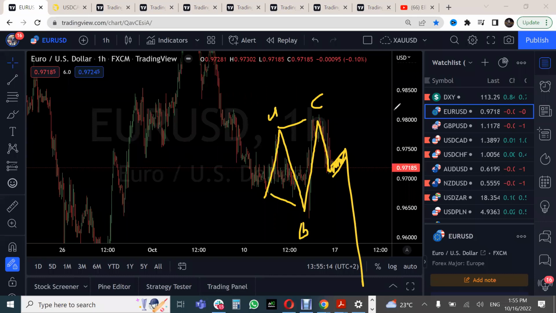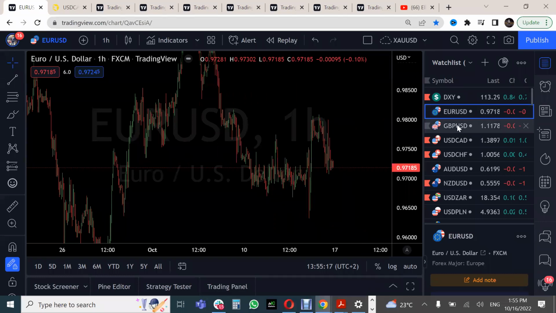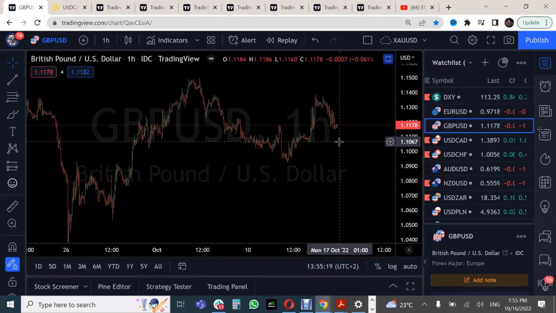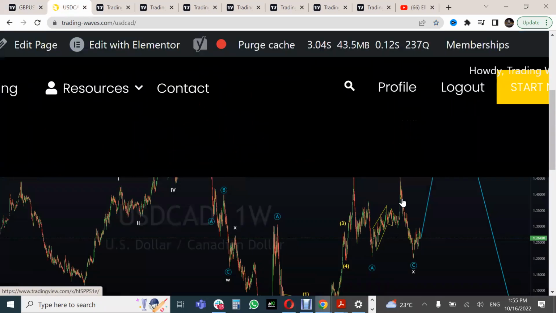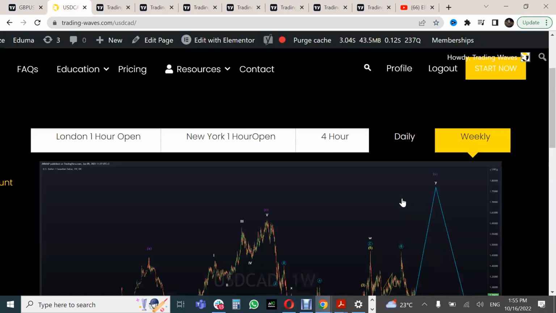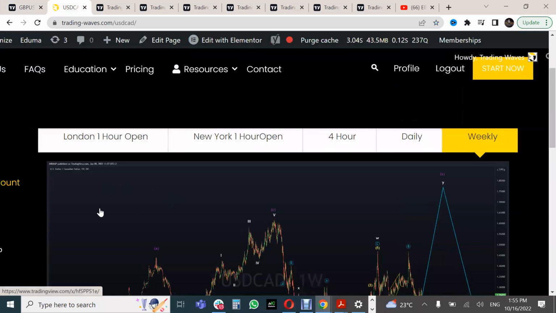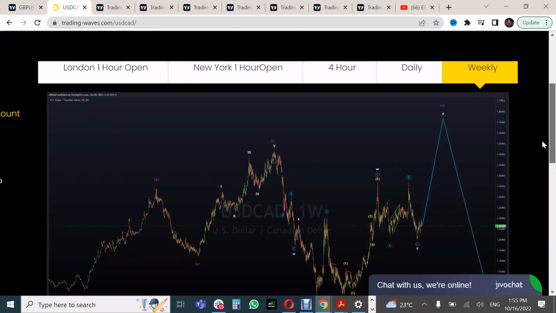We expect continuation to the downside on the euro. Pound US dollar. Now, pound US dollar, like I said, I'm going to show you some of these examples where we focused this move. So we did not just trade them, focus them yesterday or last week. These trends have been coming for a long time.